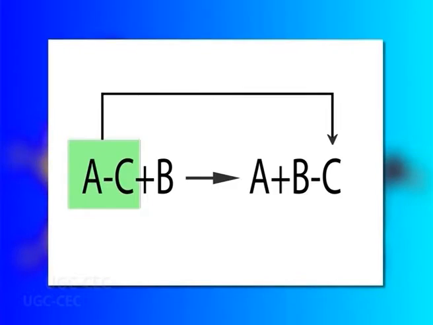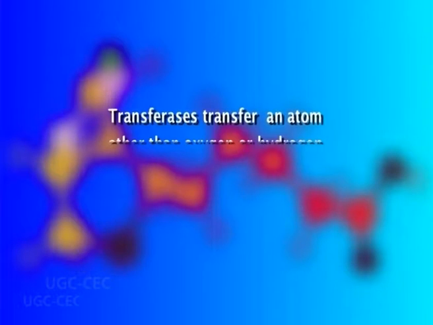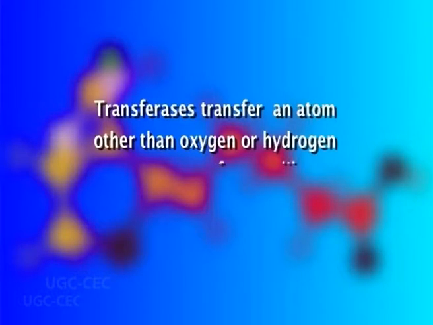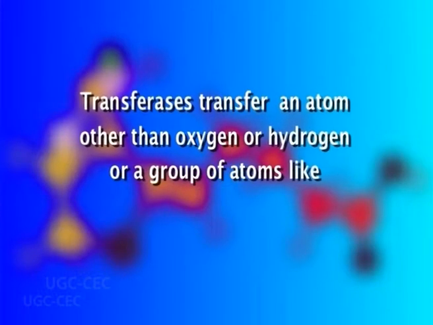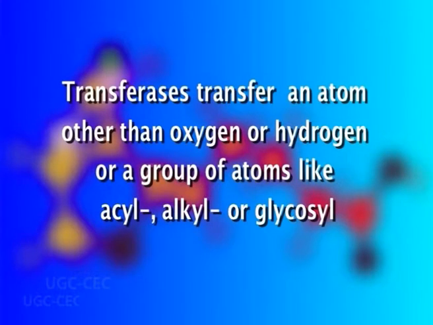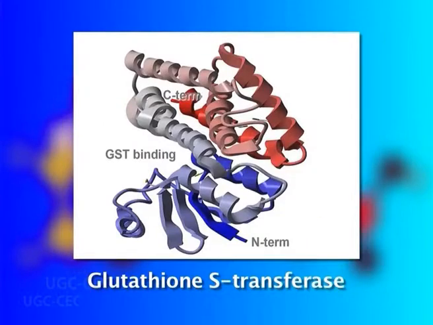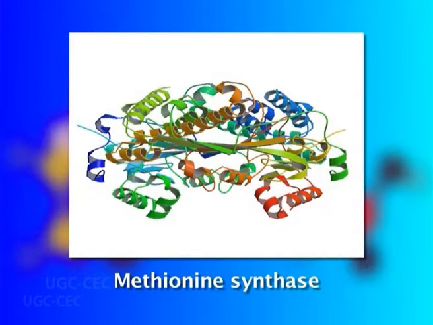Transferases. Transferases catalyze the transfer of functional groups from one substrate to another. Thus, they are involved in group transfer reactions. Transferases catalyze the transfer of an atom other than oxygen or hydrogen, or a group of atoms like acyl, alkyl, or glycosyl. Some of the common examples of transferases are hexokinase, glutathione S-transferase, and methionine synthase.